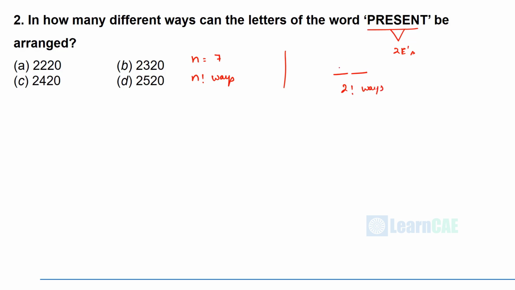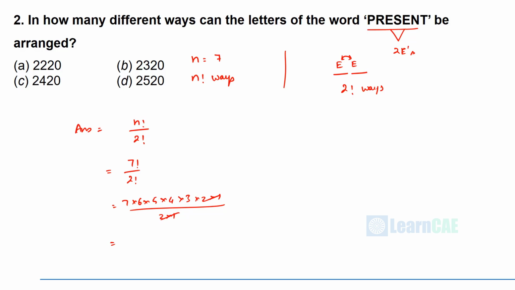So this is getting wasted because when 2 E's are placed here, both represent the same word, whether it is in the first or second. Therefore, the answer is n factorial divided by 2 factorial because E is repeating 2 times. Therefore, this is written as 7 factorial by 2 factorial. This is nothing but 7 into 6 into 5 into 4 into 3 into 2 into 1 divided by 2 into 1. This will get cancelled.